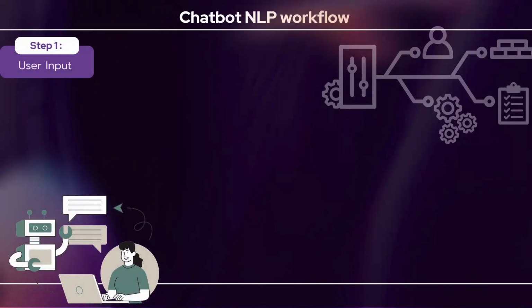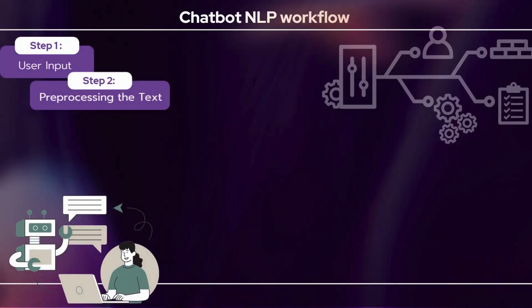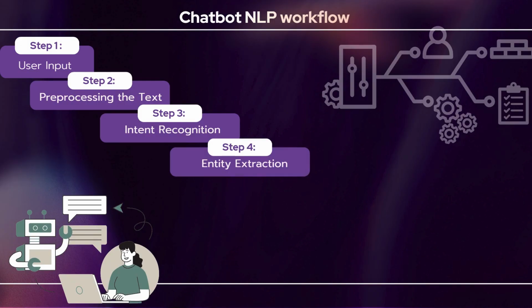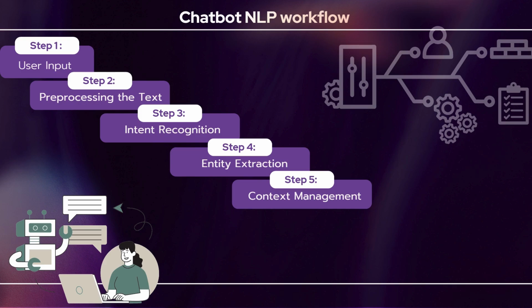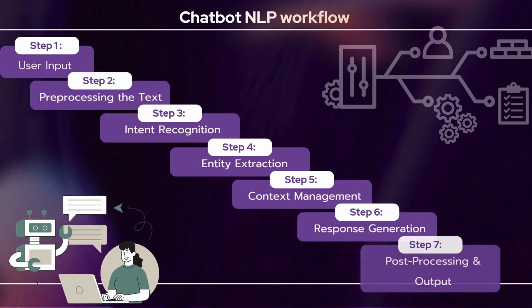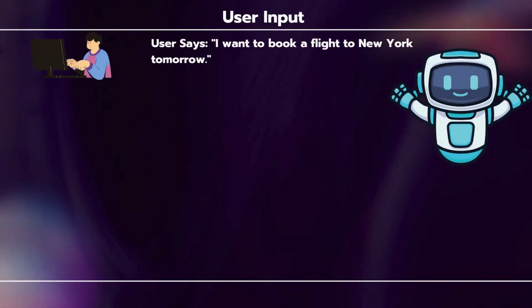Step 1. User input. Step 2. Pre-processing the text. Step 3. Intent recognition. Step 4. Entity extraction. Step 5. Context management. Step 6. Response generation. Step 7. Post-processing and output. Now, let's dive deeper into each step. Now, let's talk about how chatbots receive user input.